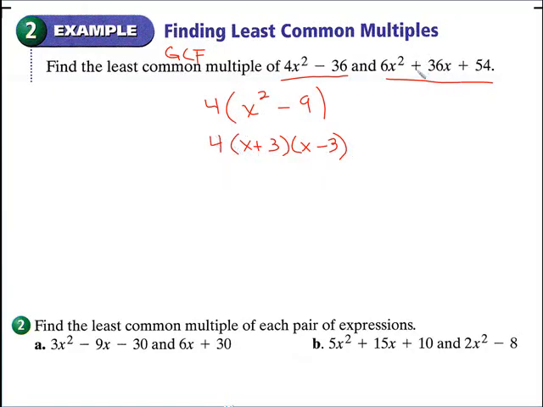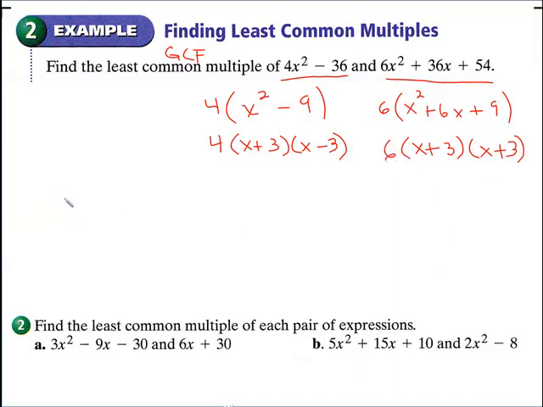Let's factor this one. This looks like it has a GCF of 6. So then that'll give you x squared plus 6x plus 9. Then factor this. Basically you'll end up with x plus 3, x plus 3, and then a 6.